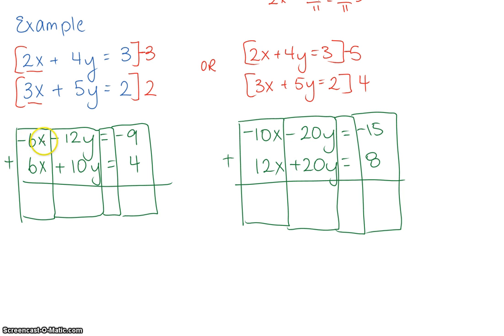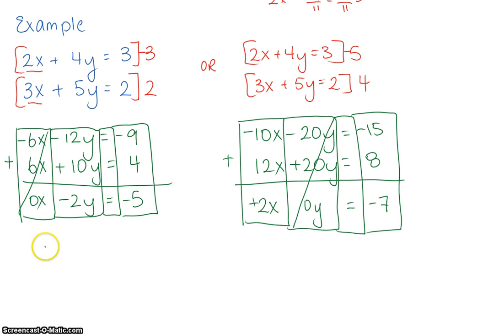So, negative 6x plus 6x, that disappears, gives us 0x, which is what we want. Negative 12y plus 10y is going to give us negative 2y, our equal sign is there. Negative 9 plus 4 is going to give us negative 5. Here, in this example, negative 10x plus 12x, we'd have positive 2x. The negative 20y and positive 20y gives me 0y equals negative 15 plus your 8 gives me negative 7.